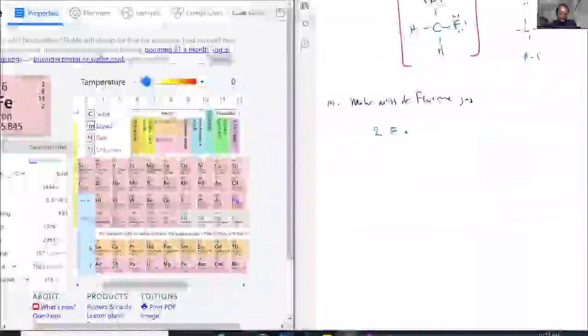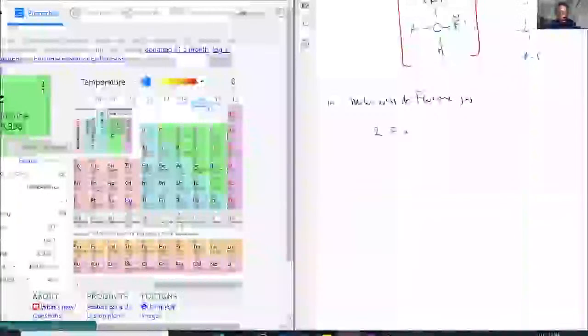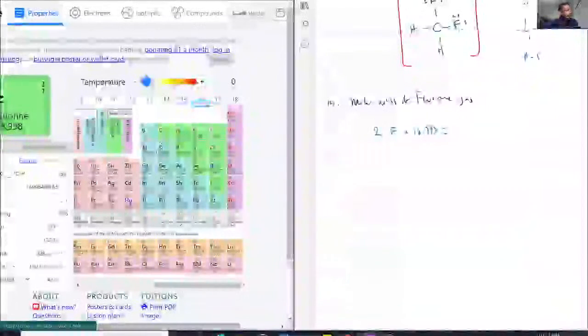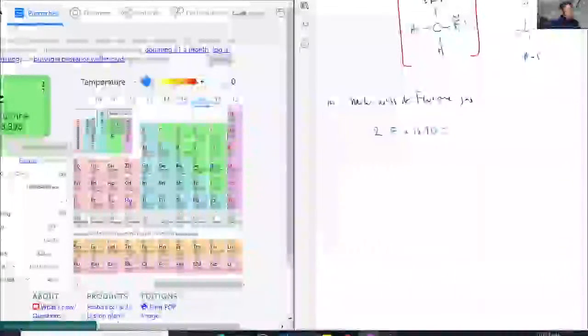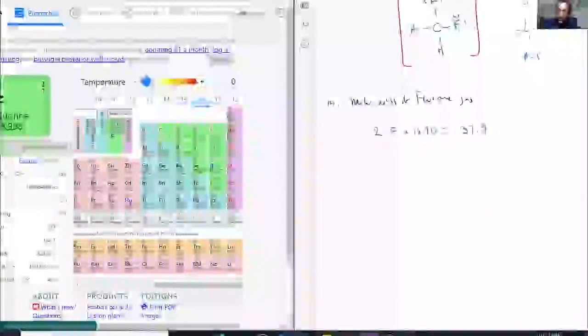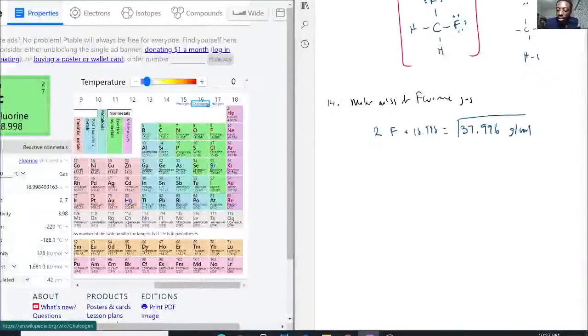So fluorine is actually, based on this periodic table, 18.998. Multiply that by 2, and we get 37.996 grams per mole. That would be the molar mass of fluorine gas, okay? This would be how we solve that question.